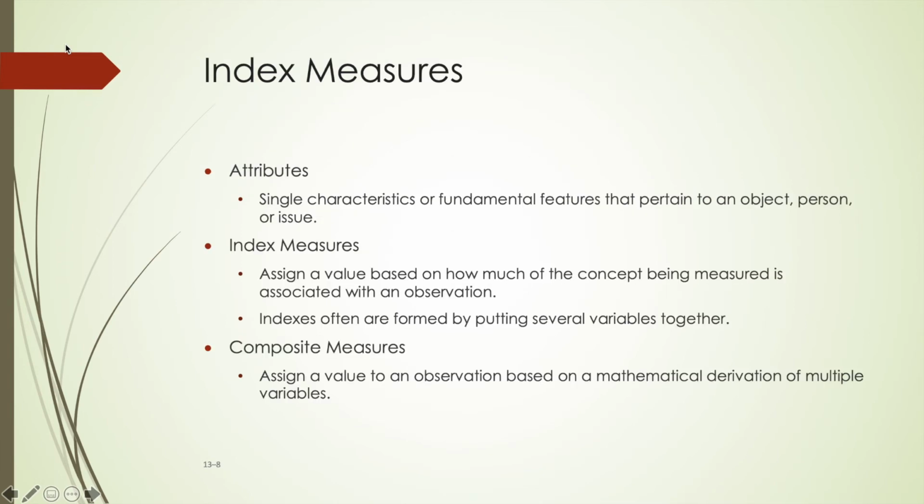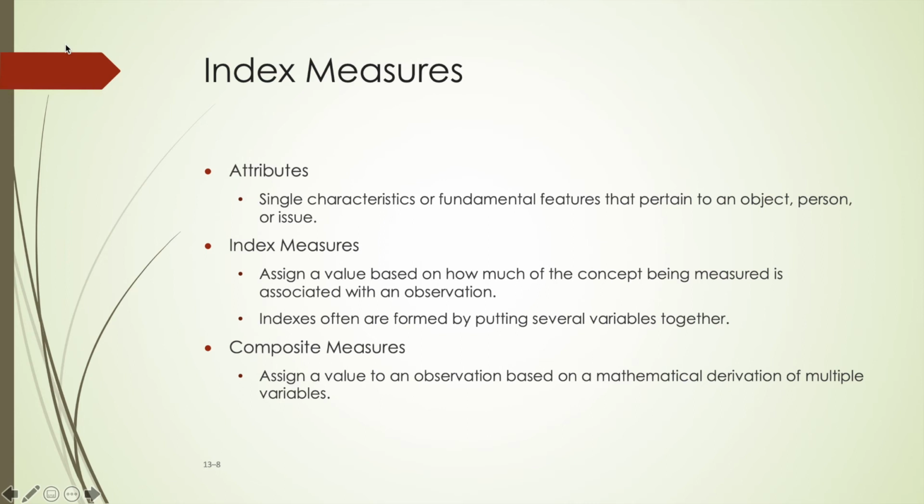Now, attributes are the things to measure. They are characteristics or features that pertain to that object, person, or issue. And then you have index measures. These assign a value based on how much of the concept being measured is associated with an observation. And they give you the example here of social class. Now, social class may be measured along the lines of education, occupation, and where you live. Those three things put together would be an index on how you would assess economic prosperity or social class.